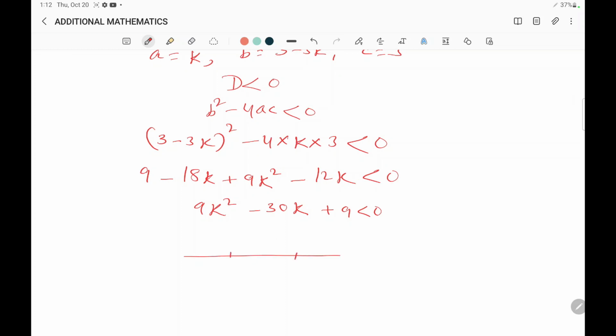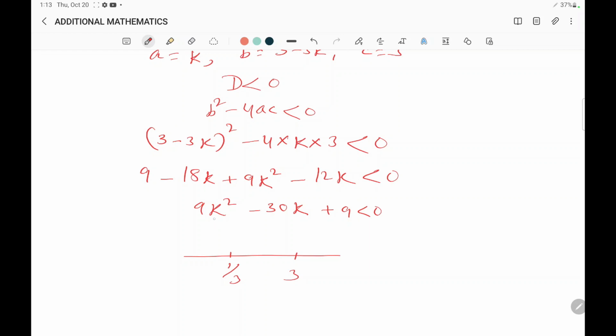Okay, so can we find roots of this? Let's use the calculator now. So our calculator can give us the answer. 9 minus 30 and 9. So guys, roots are 3 and 1 over 3. So 1 over 3 and 3, right?